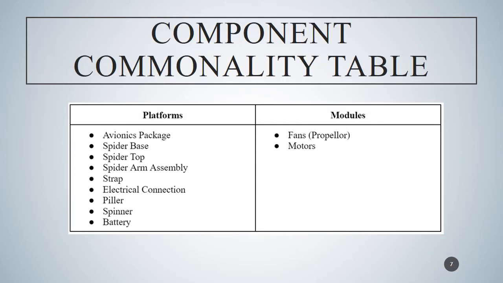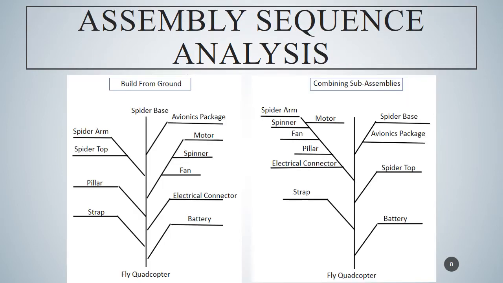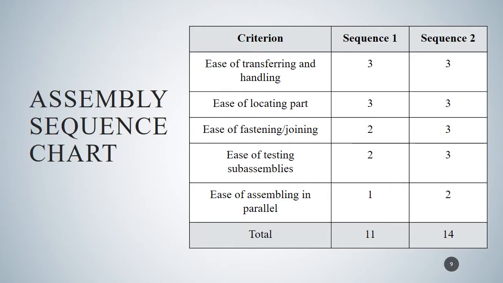Derived directly from the function component mapping matrix as well as the function differential table, we end up here at the component commonality table. On the left-hand side, we have various platforms that will be the same for both customer groups, as well as on the right-hand side, we have the list of modules that will be different for each customer group. For the assembly sequence analysis, sequence 1 was built from the ground, and sequence 2 was combined subassemblies. In comparing the two sequences, we determined that sequence 2 was the more optimal decision based on our criteria.